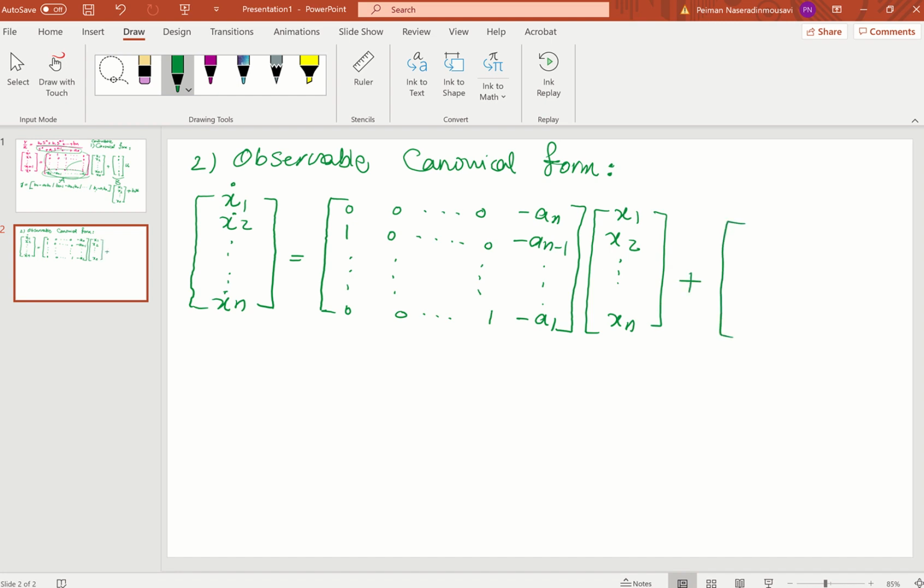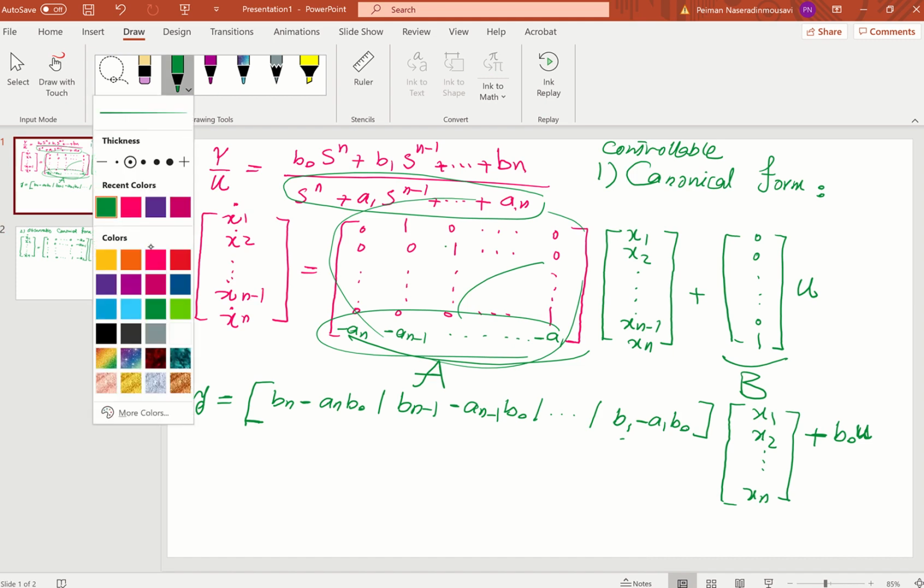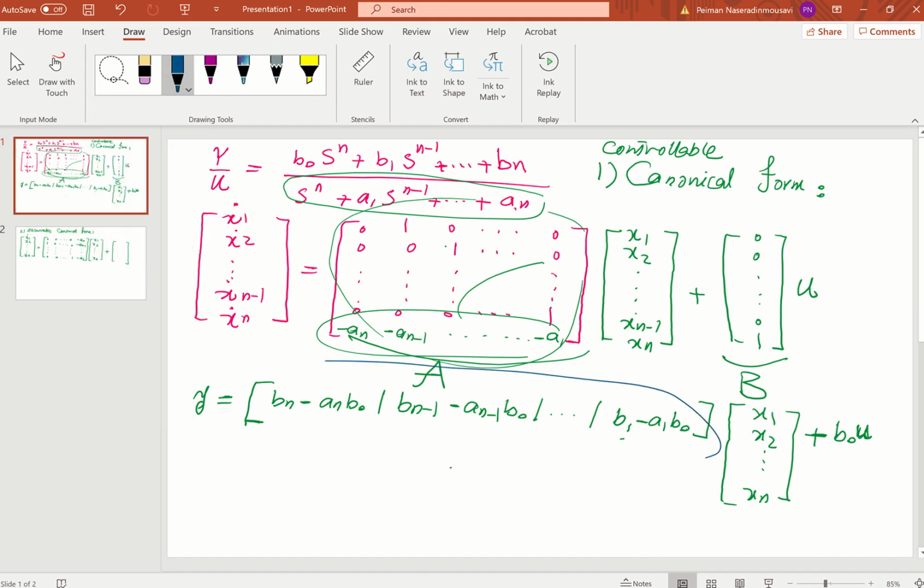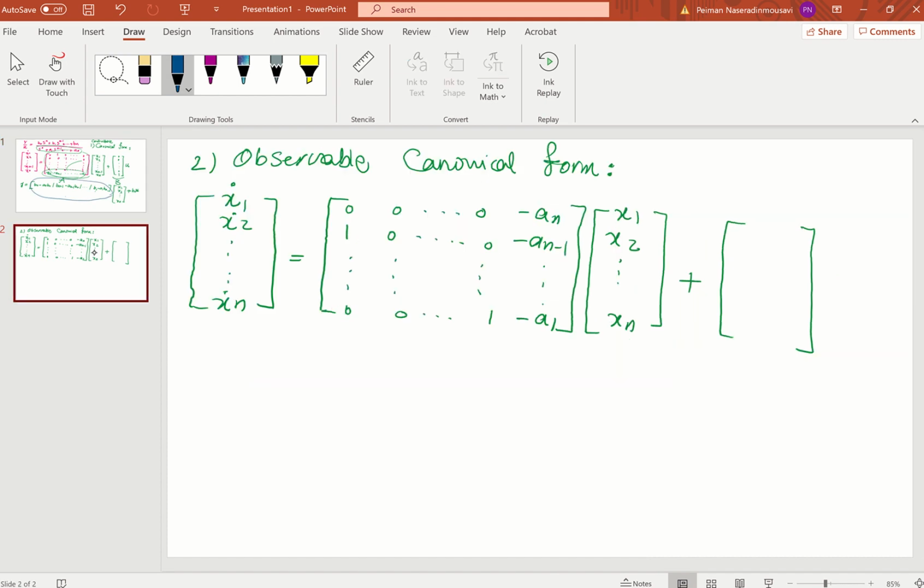Plus, now the b vector is going to be, look at here guys, we just make this the transpose of this, so putting here bn minus an b naught, bn minus 1 minus an minus 1 b naught, and coming down b1 minus a1 b naught, in u. Why do we write it like this? Because we have only one input, one output, so it's a SISO system.